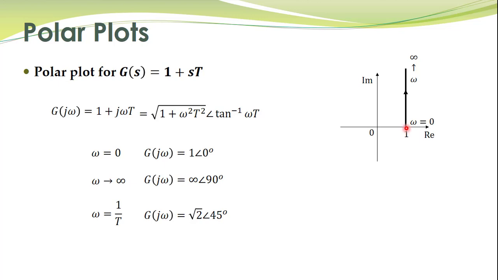So here is the polar plot. This point corresponds to omega equal to 0, which is 1 and angle 0 degrees, and corresponding to 1 over t, we have square root of 2, maybe it is somewhere at this point. The length of the vector from origin to this point is square root of 2, and the angle is 45 degrees. And corresponding to omega equal to infinity, you have a point somewhere at infinity. So this is the polar plot for this transfer function. One more thing which can be helpful in sketching this polar plot is that the real part is always equal to 1 and the imaginary part is growing with frequency.